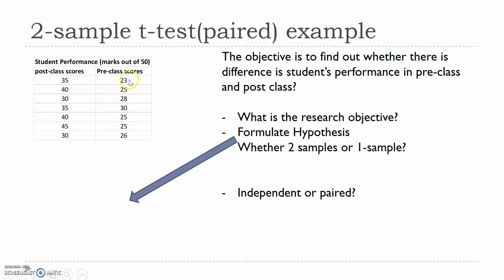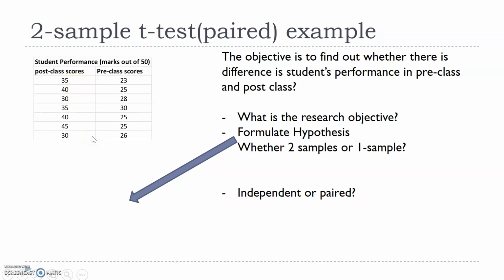So what it means is that the student who scored 23 before the class, before the subject started, after 2 or 3 months of taking the class, scored 35. The student who scored 25 later scored 40. That is how I have collected data. So see how many data points I have: 7 plus 7, 14 data points. But how many samples? I have 7 samples, those 7 students only. That is something you need to understand in a paired two sample t-test: n is basically 7 and I have 14 data points.